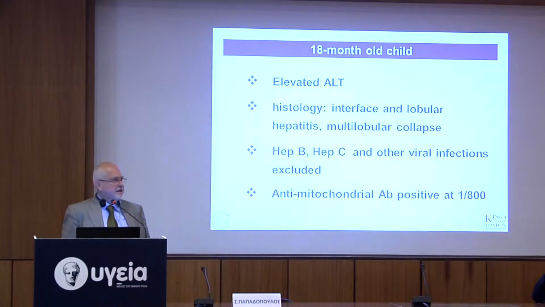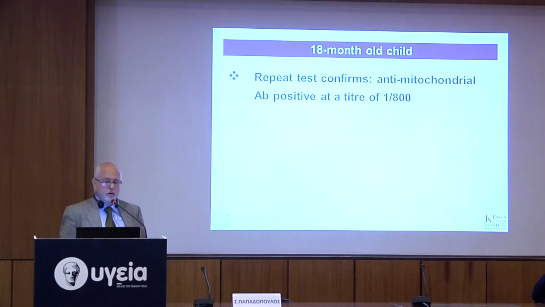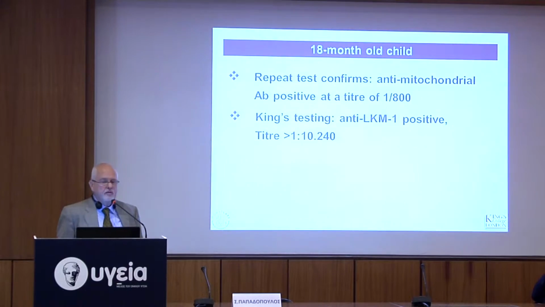So this case was referred to Georgina and to me, and what we did, we asked people to repeat the test. This is coming from Chicago in the States. They repeated the test and they confirmed the antimitochondrial antibody positivity. At that point, we said, please send the serum across. And what we found is that the serum was positive for liver kidney microsome.